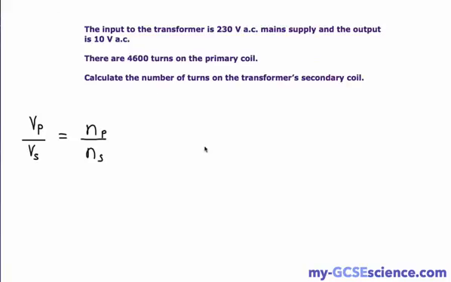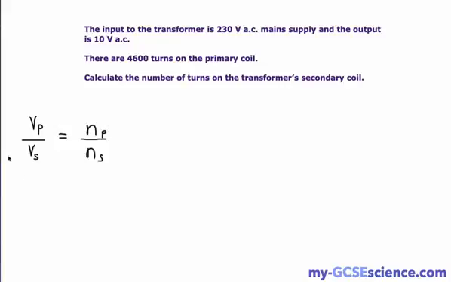Let's have a look at one more example. You can again try this one for yourself if you want to. If not, I'm going to go through the answer now. So the input to the transformer is 230 volts AC from the main supply, and the output is 10 volts AC. There are 4,600 turns in the primary coil. Calculate the number of turns on the transformer's secondary coil.